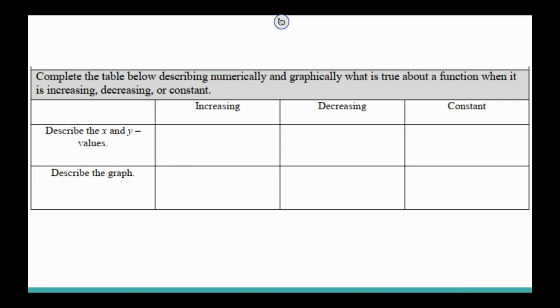Then it says, complete the table below describing numerically and graphically what is true about a function when it's increasing, decreasing, or constant, okay? So when it's increasing, what's happening to your x values? From left to right, your x values are increasing, right? What's happening to your y values? They're also increasing.